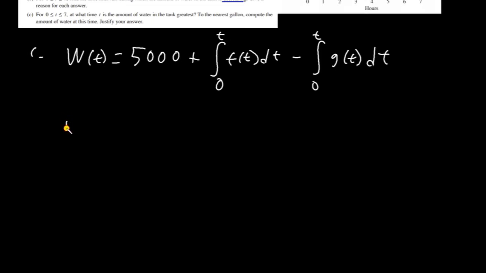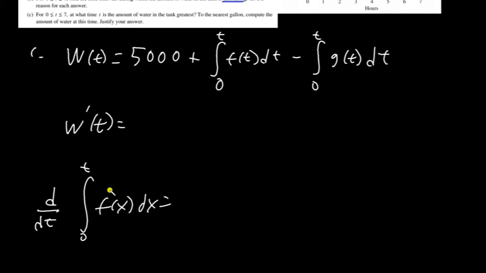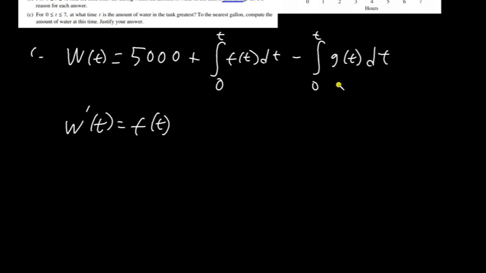So what we'll do is we'll take the derivative of it and set it equal to 0. Okay, so if we take w prime of t, that's going to be, because this constant is going to go away, this, by the fundamental theorem of calculus, remember the fundamental theorem of calculus says that if you take the derivative of an integral, they kind of just cancel out and you just get f of t left over. Okay, so using that here, if we took the derivative of this, we just get f of t. Here, we just get minus g of t.